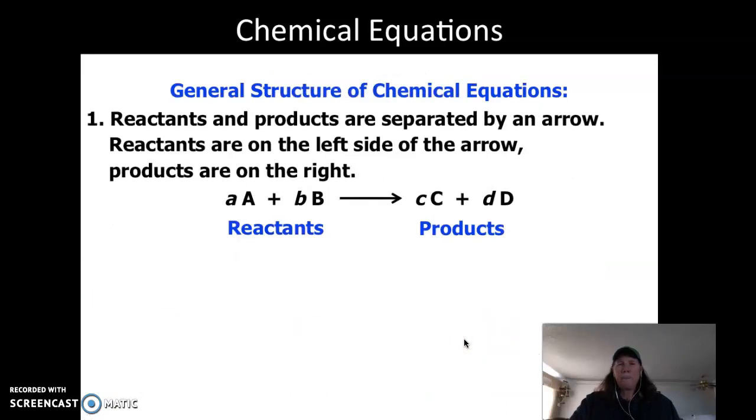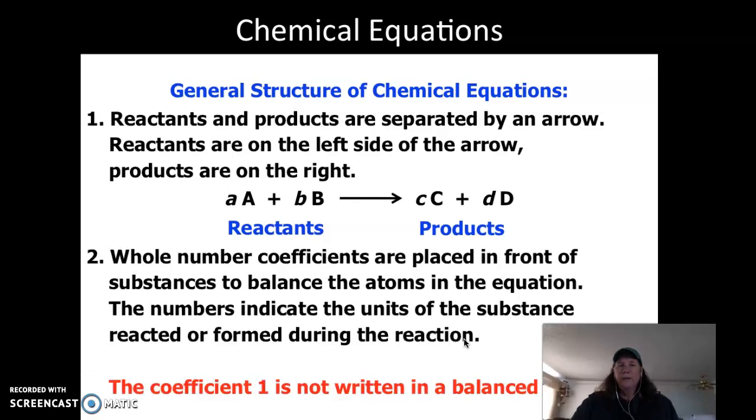Okay? All right, so the general structure of a chemical equation, again, we have our reactants. They're always on the left. That's what you start with. And your products are always on the right. And again, the arrow is what separates it, and the arrow means yields or makes. So these reactants make these products, or these reactants yield these products. Same thing. Okay?